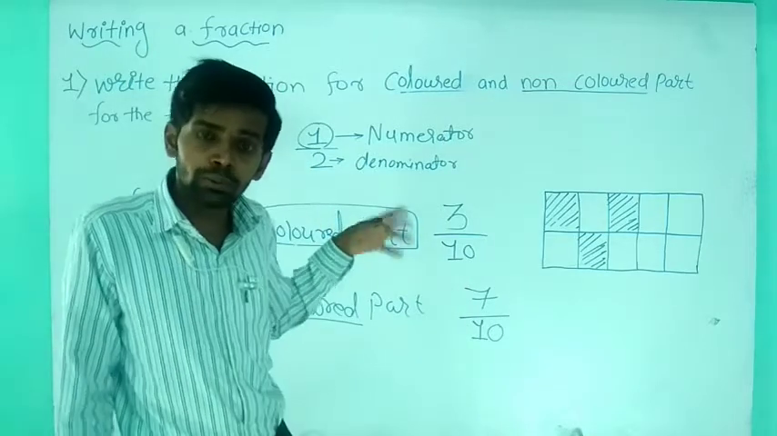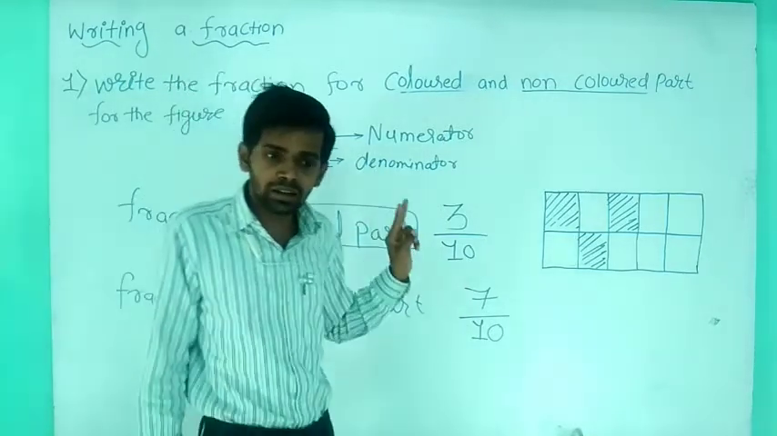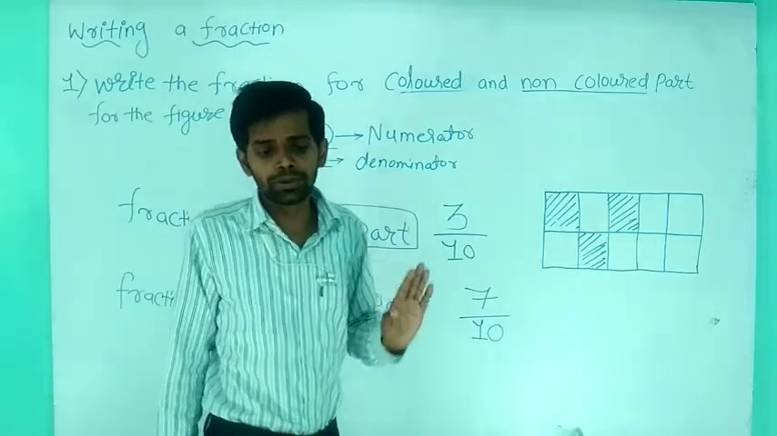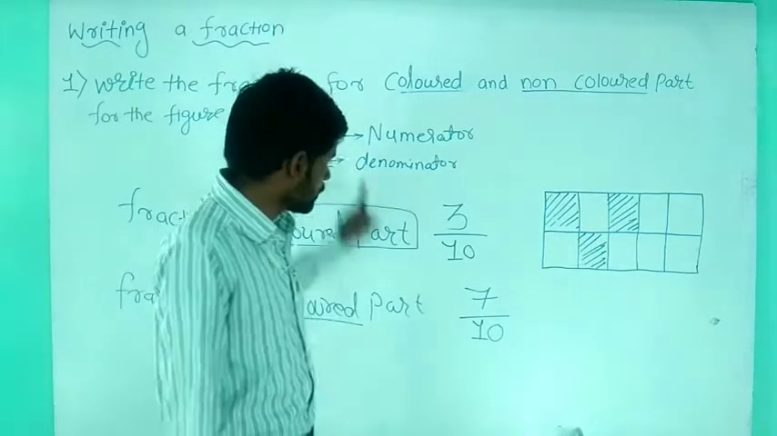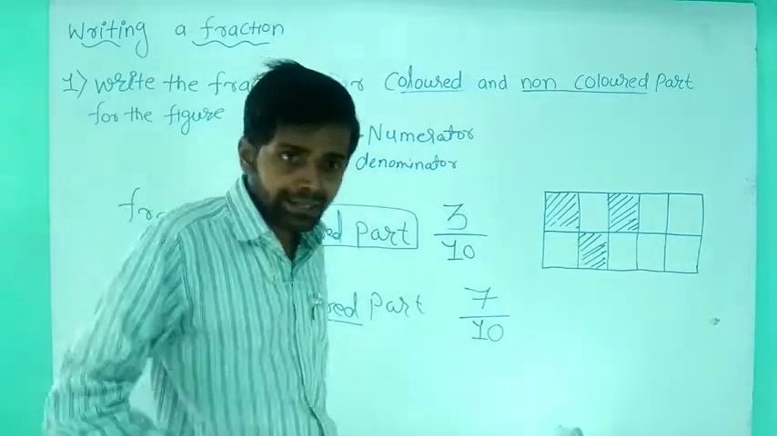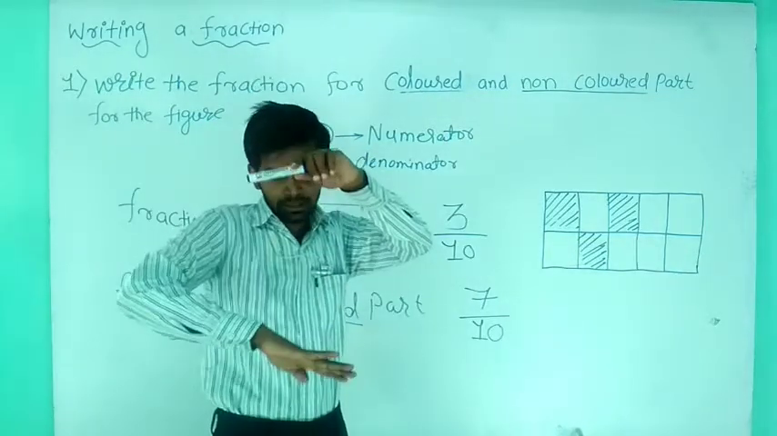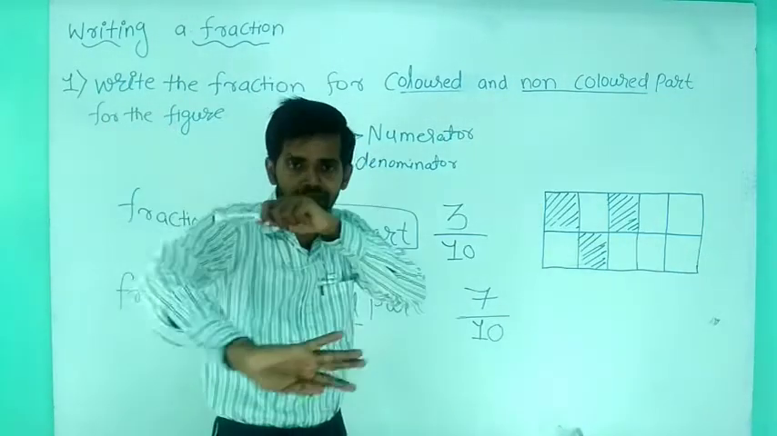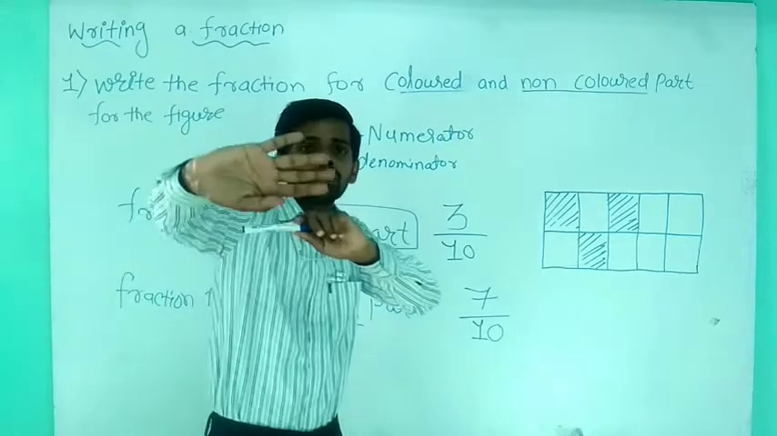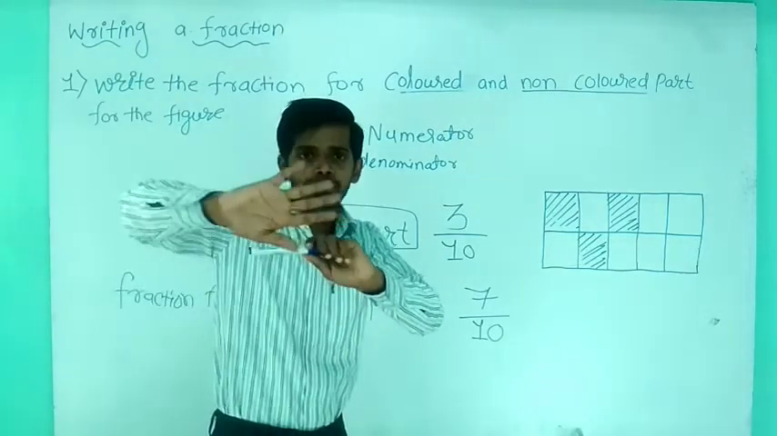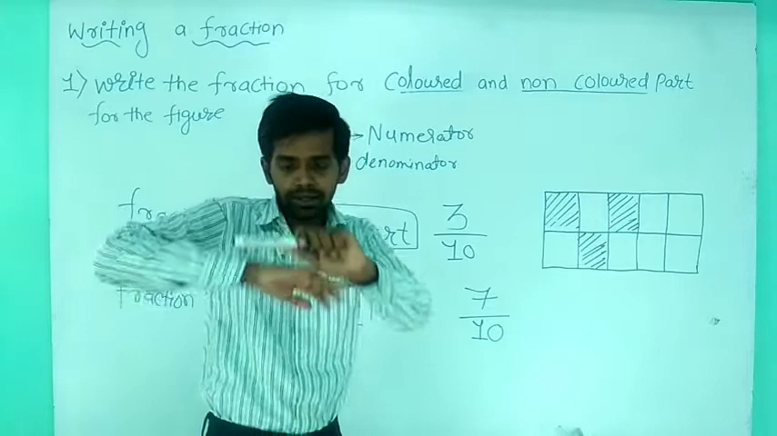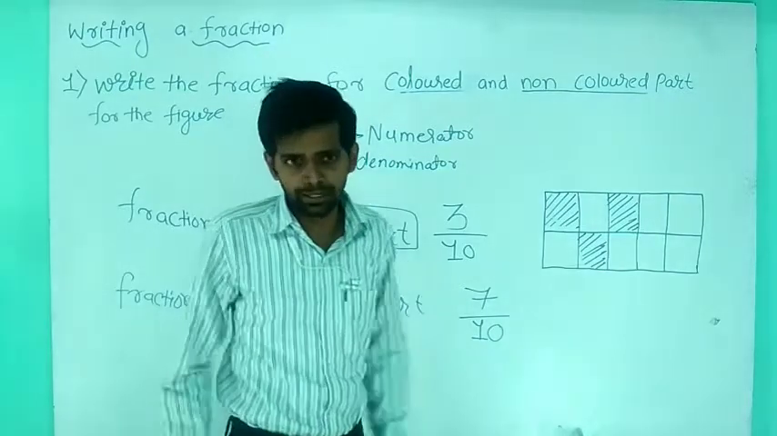Got it everyone? How to write a fraction for the colored and uncolored part? I hope you understand. Okay, quickly note down in your maths notebook and always remember that the number which is downside is called the denominator, and the number at the upper side is called the numerator.